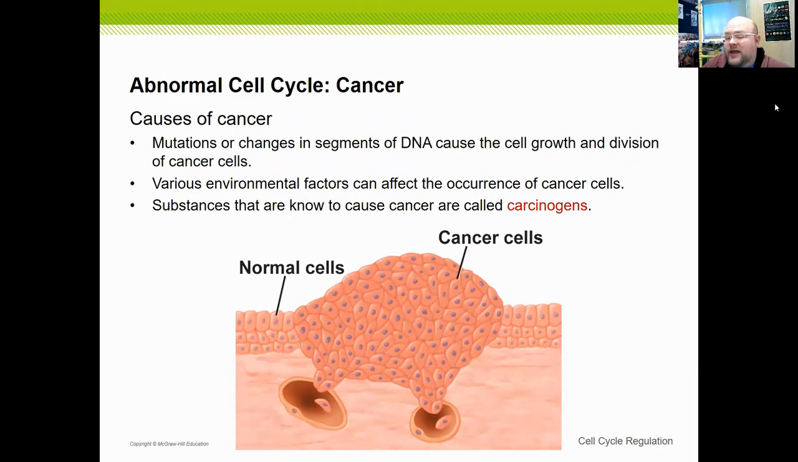Things that can cause cancer, well, we have mutations, or changes in the DNA, that cause cell growth and division of these cancer cells. Certain environmental factors can affect the occurrence of cancer cells. Like too much sun can cause skin cancer, smoking can cause lung cancer, other poisons and things that exist can cause various kinds of cancer. Now, substances that we know can cause cancer, we call those substances carcinogens. So anything in our environment that could cause cancer is called a carcinogen.